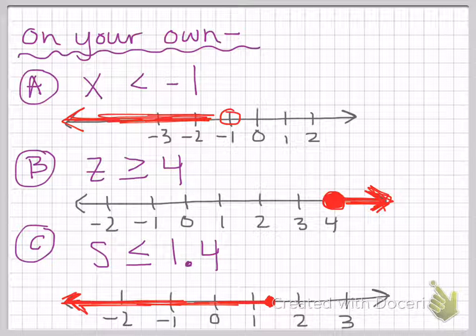And then for C, you locate your number, 1.4. You can eyeball it. It's a little less than halfway between 1 and 2. And then it's less than or equal to, so you shade it in because it's equal to. And then you go to the left because it is less than.